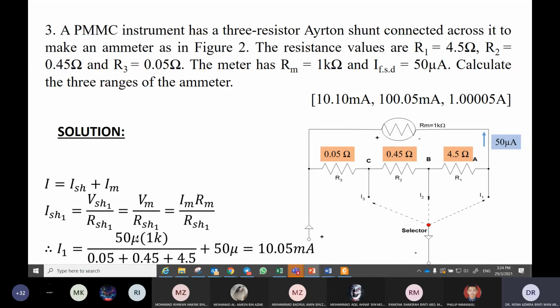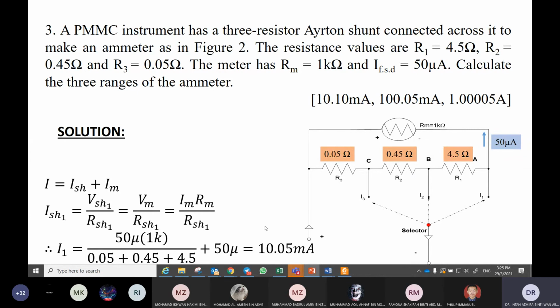Okay, so now let's start at I1. How to find I1? I1 is equal to I shunt plus IM. I shunt 1 plus IM. I shunt 1 is equal to V shunt 1 divided by R shunt 1. V shunt 1 is equal to VM.